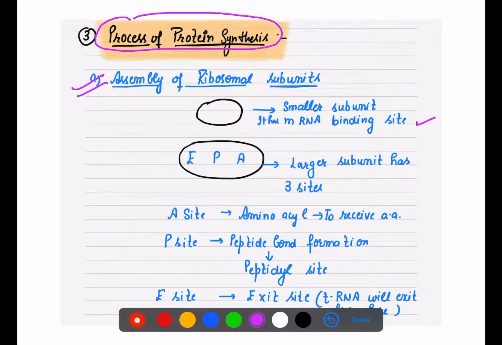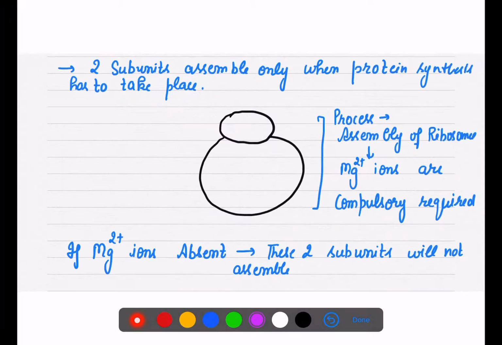There are two subunits of ribosome, smaller and larger. On the larger subunit there are three sites, E, P, A. A is the amino acid receiving site, P is where peptide bond formation occurs, and E is the exit site from where tRNA will move out, and on the smaller unit is where mRNA is going to attach. We discussed that in our last lecture.